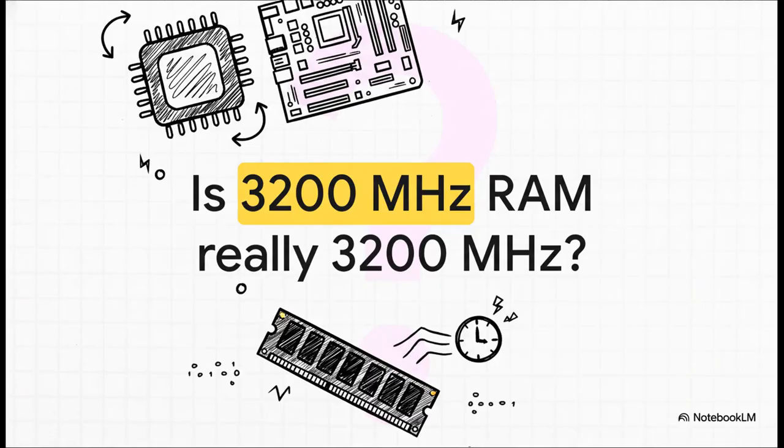Okay, let's just dive right in with a question you've probably asked yourself if you've ever shopped for a PC. You see that sticker on the RAM, and it proudly says 3200 megahertz. But is that really its clock speed? The real answer is, well, not exactly.